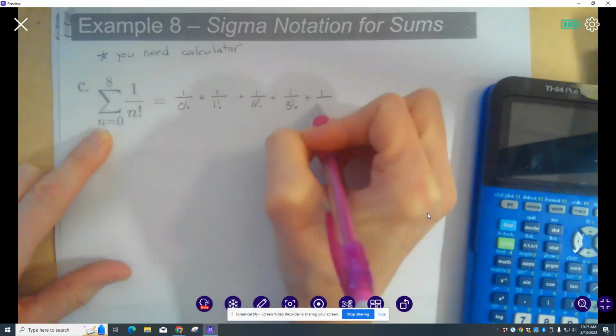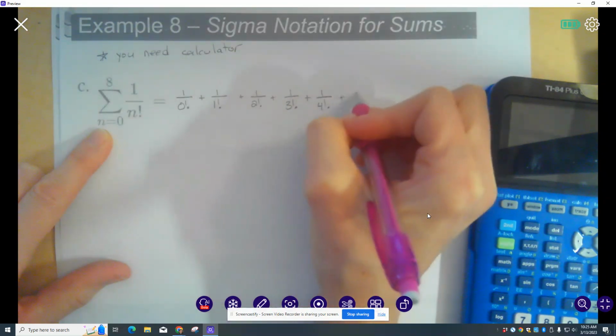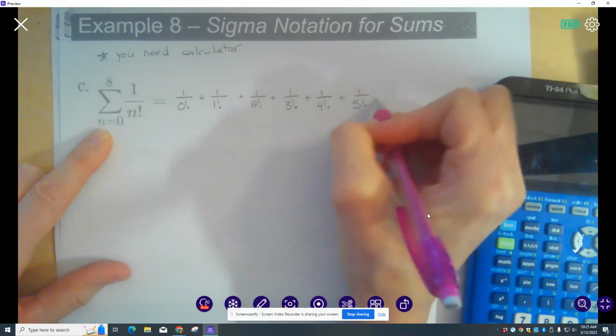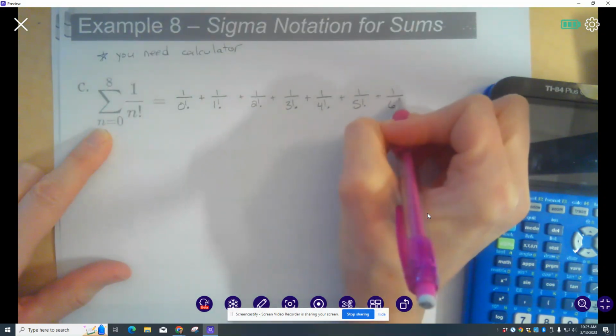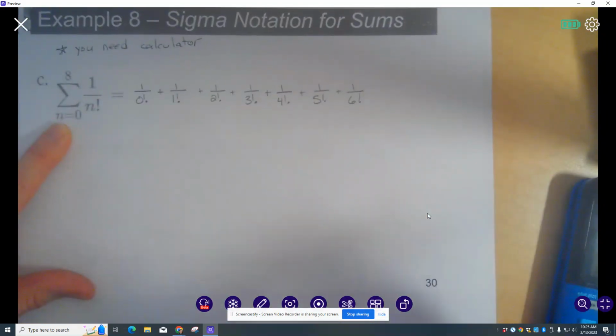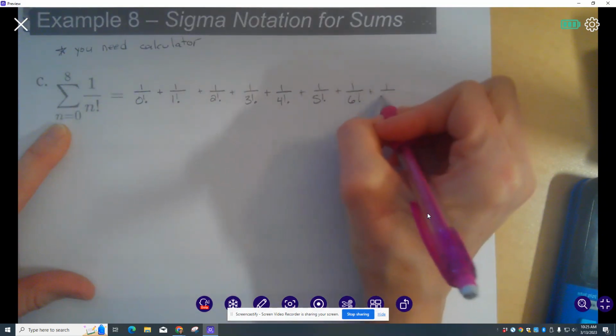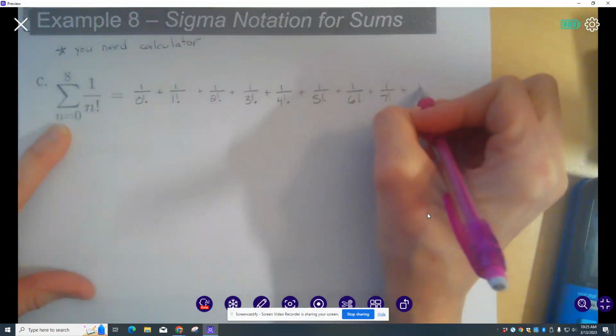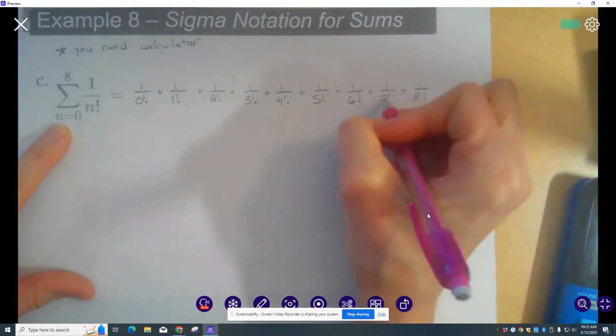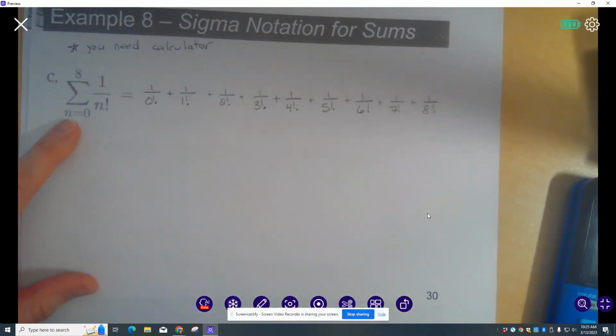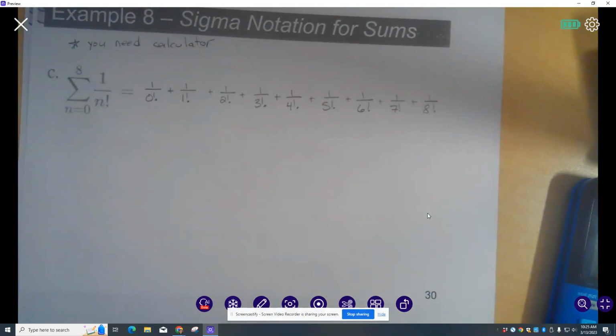3, 4, 5, 6, running out of room, 7, 8. That was a little overkill. I probably could have stopped at like 5 or 6. I feel like you get the idea.